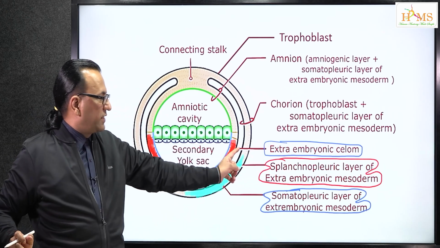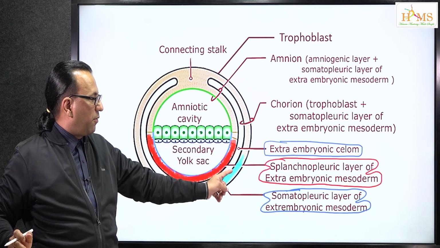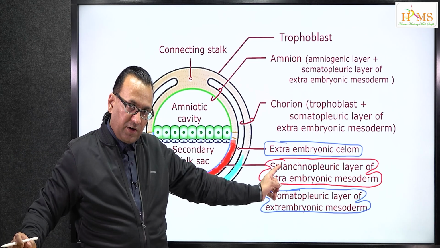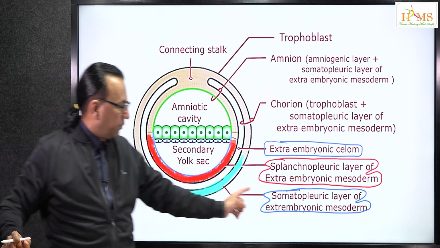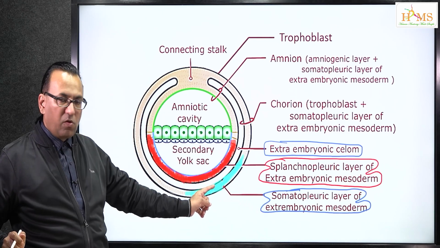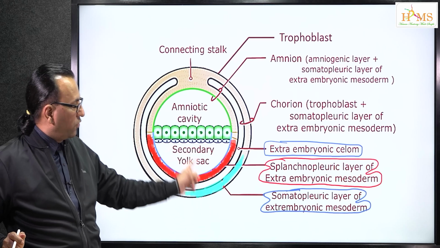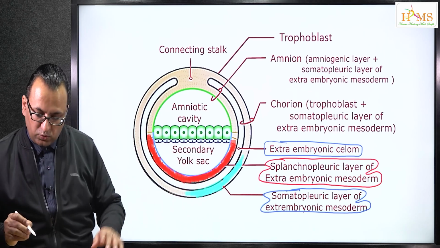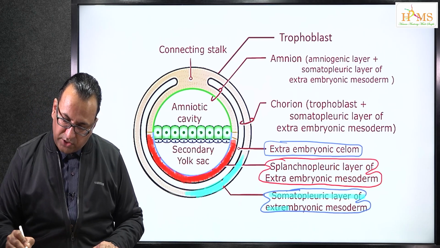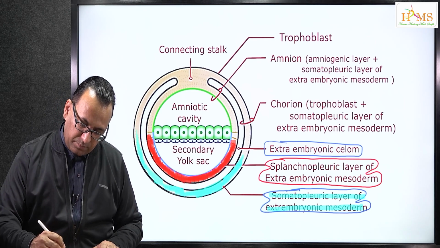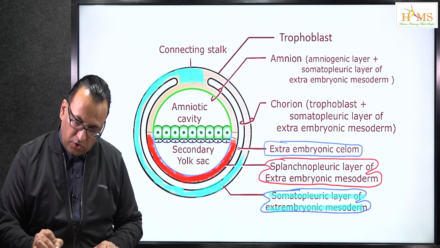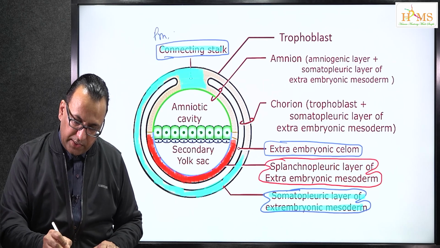So this cavity divides the extraembryonic mesoderm into two components. The splanchnic layer or visceral layer is just covering the yolk sac. Otherwise, if you follow the somatopleuric layer, you'll find it is almost everywhere except the lining of the yolk sac. Let us trace it now. As you are tracing, this somatopleuric layer of extraembryonic mesoderm is going to meet with the visceral layer, but to reach there, it is going around and passing along the connecting stalk, which is the other name of the primary umbilical cord.